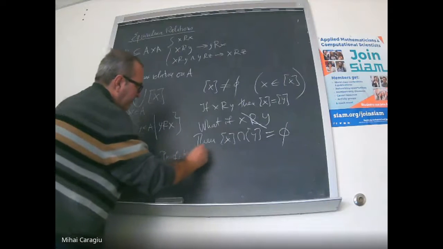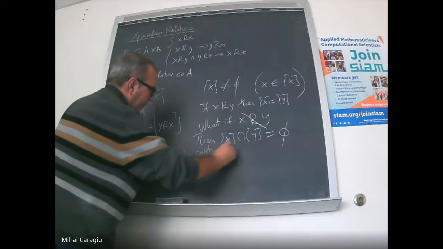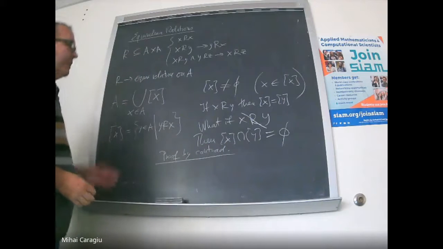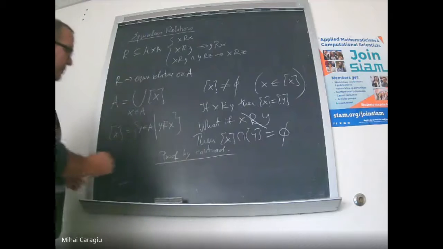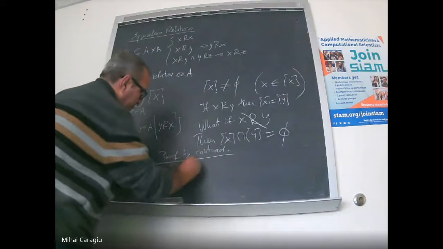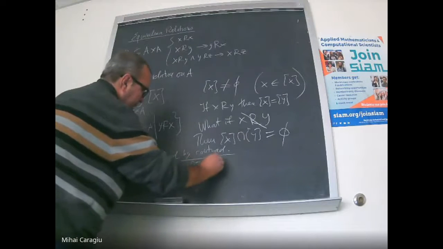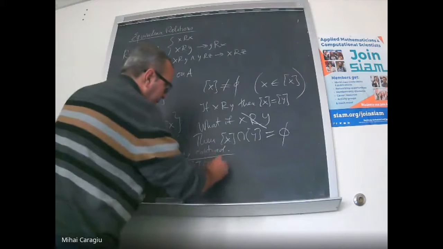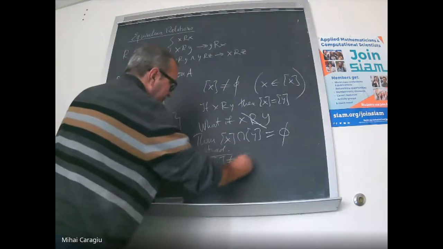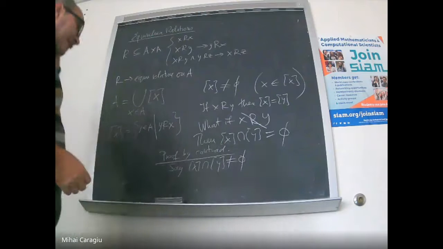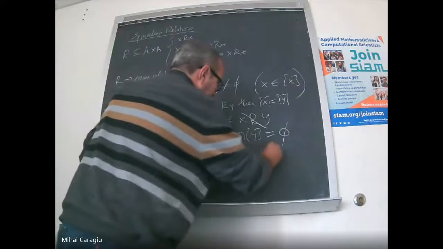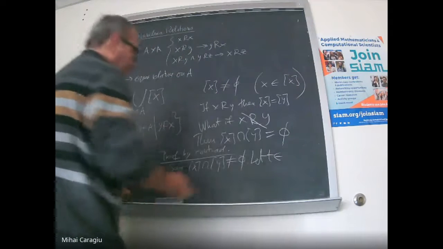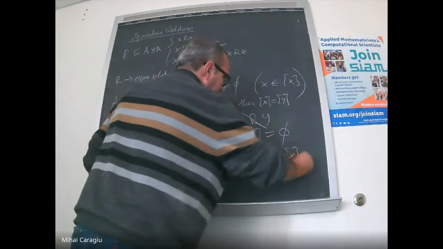Prove by contradiction. Let's assume that the block of X intersected with the block of Y is non-empty. Being non-empty, there is something in it. So let T belong to the block of X intersected with the block of Y.